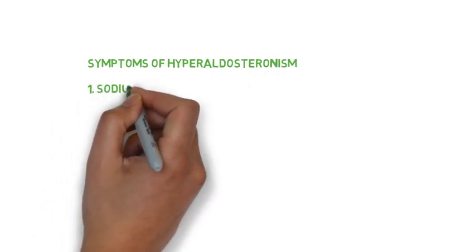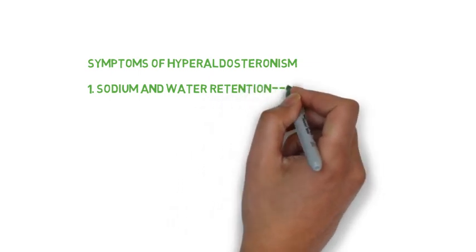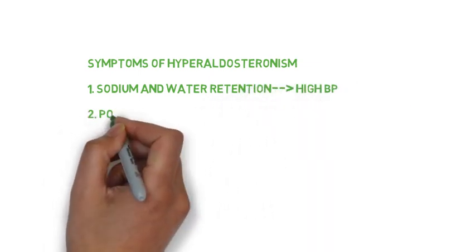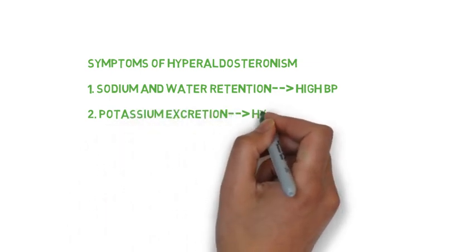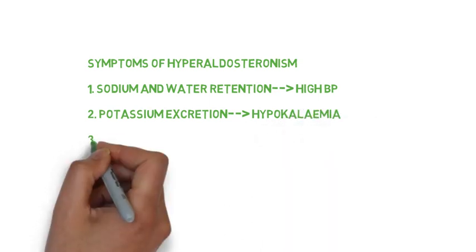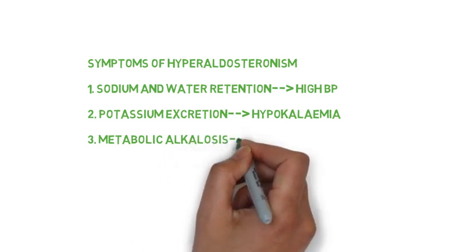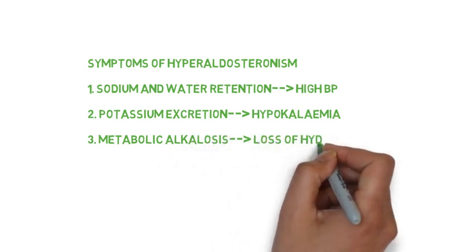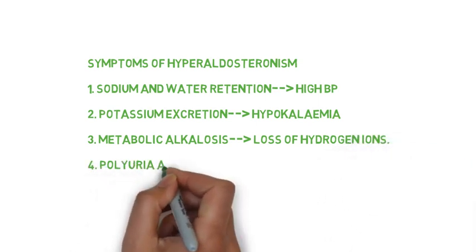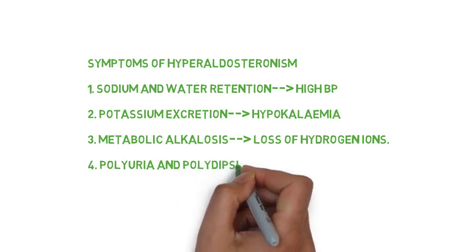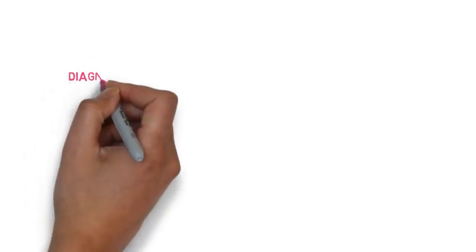Well, if your body is absorbing sodium and absorbing the water, sodium and water retention, that's going to give you high blood pressure. If your body's getting rid of potassium, it's going to give you hypokalemia. If your body's getting rid of hydrogen ions, it's going to give you a metabolic alkalosis. And as well as that, you're going to get general symptoms of this disorder, such as polyuria, polydipsia, going to the toilet more, increased thirst, and muscle weakness.